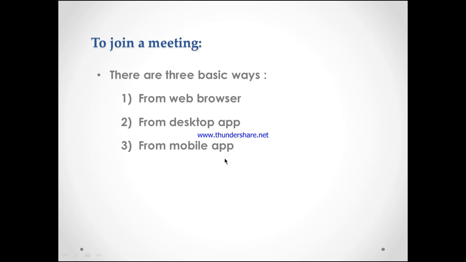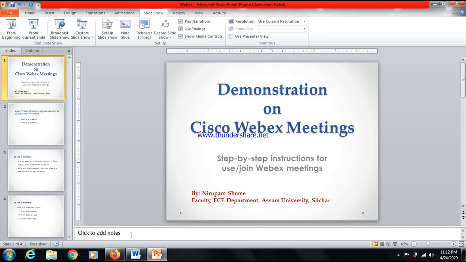Now we'll see how we can join a meeting with the help of all three processes. First of all, we'll check how you can download the desktop and mobile application.